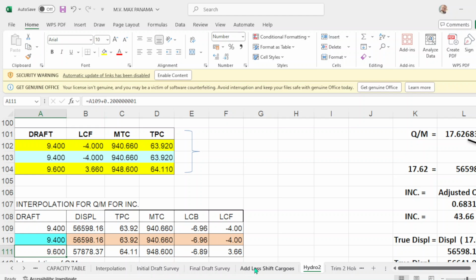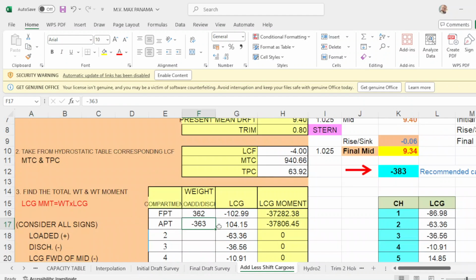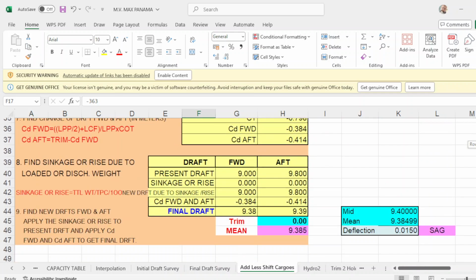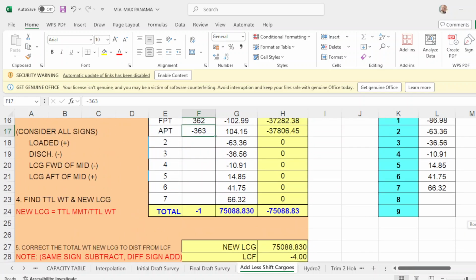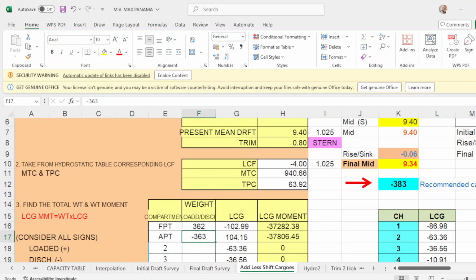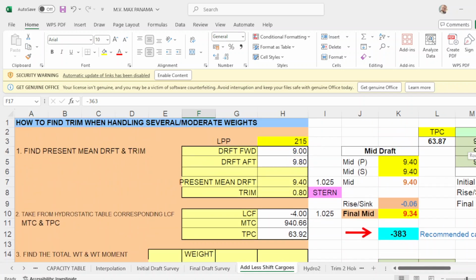So it is clear that when you take out ballast in after peak of 363, you place it to fore peak, then your drop will be even keel of 9.38. Okay, let's do it one by one. This is your initial drop. Forward is 9 meters. Up drop is 9.80.